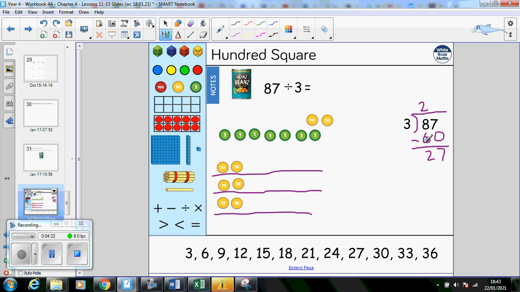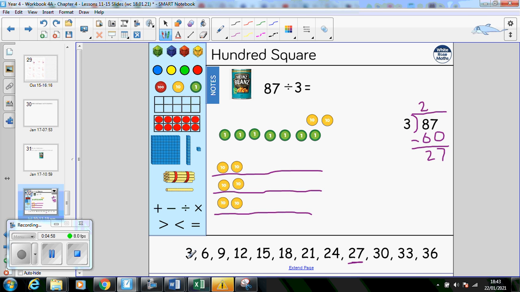How many 3s are in 27? Some of you spotted it. 27 is in the 3 times table. Okay, I've got 27 cans of beans left over, and they are going to share equally across these 3 shelves. How many will be on each shelf?